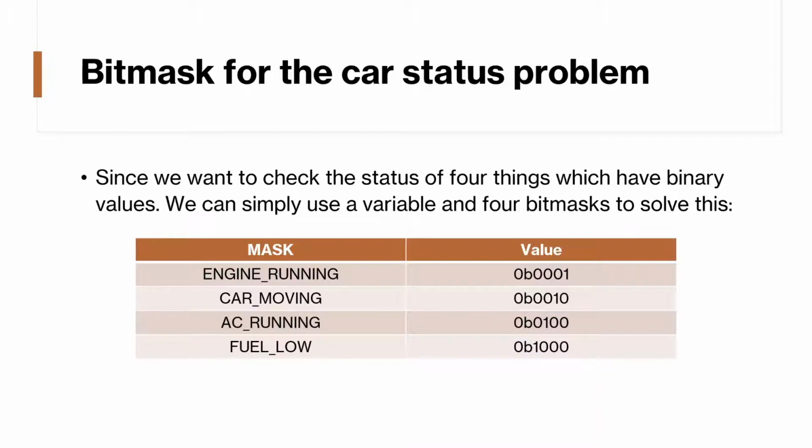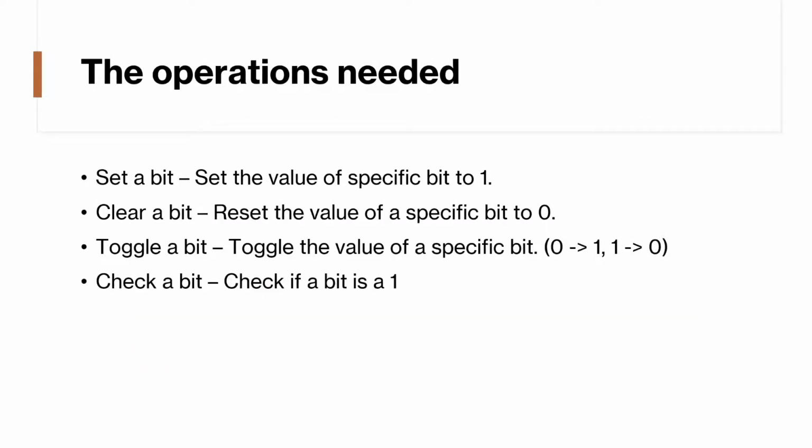So if we apply this bit mask strategy to our car status problem, we could end up with these bit masks. We can have one called engine running, which corresponds to the rightmost bit. We can have one called car moving, which corresponds to the one just next to that one. AC running and fuel low for the next two. So we have masks for each status we want to keep track of. And if we have these 4 masks, we're getting started to really be able to solve this problem. However, we're going to need a couple of operations. We need to be able to do specific things to these specific bits if we want to be able to actually use integers as kind of like Booleans.